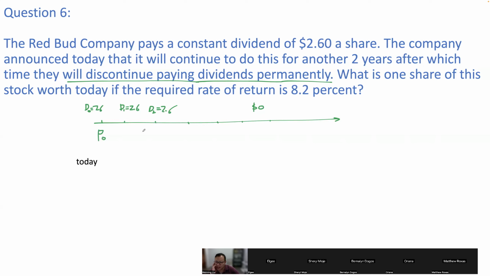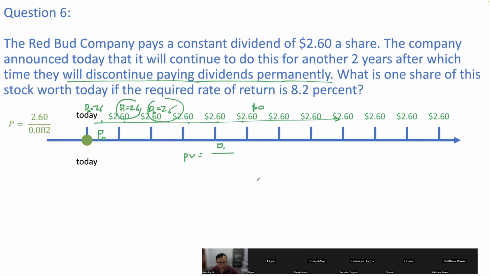So how can you do this? Does anyone know? Just use the most basic formula. You only have 2 cash flows here, the year 1 and the year 2. So how can you calculate the price? The present value, how can you calculate? What's the D1's present value? Anyone tell me? D1 divided by what?